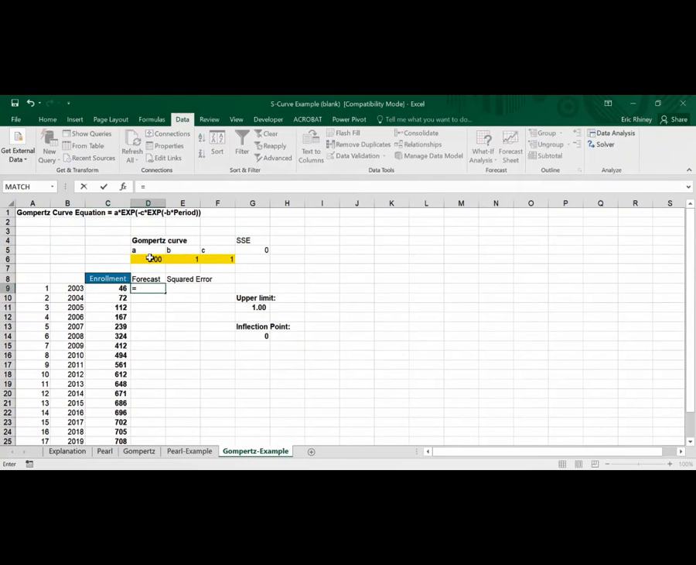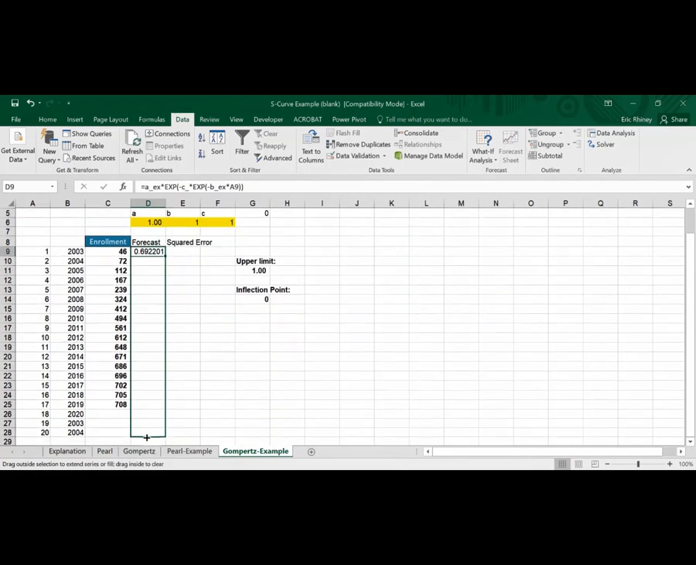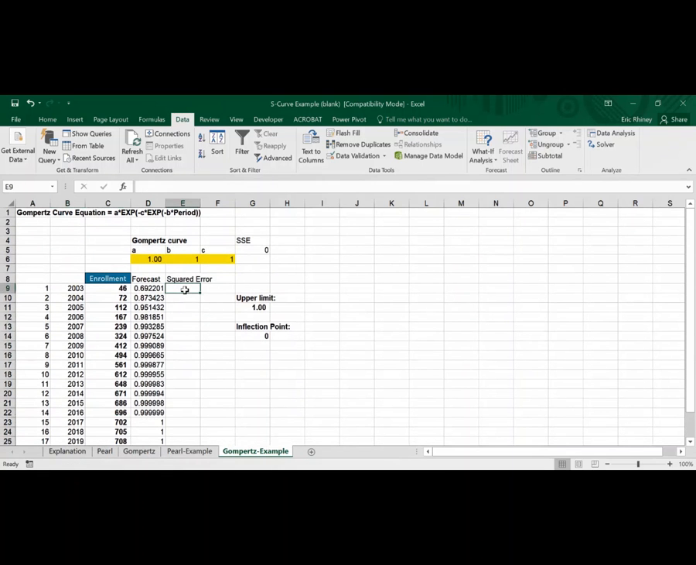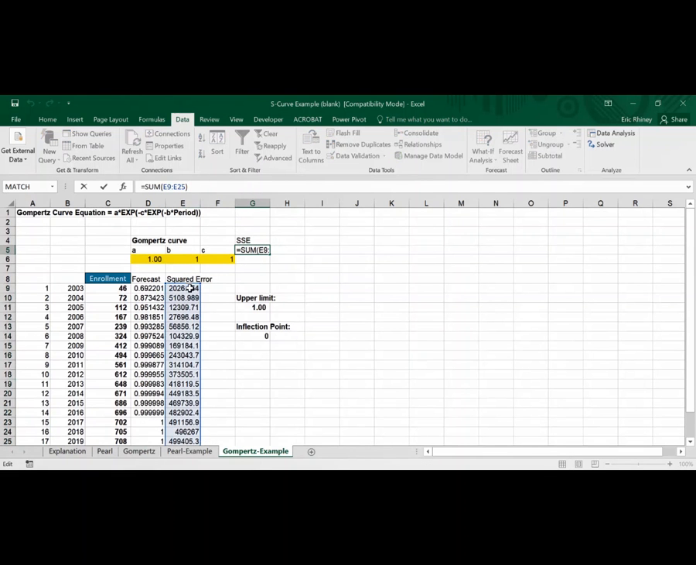So equals A, and then it's times this exp negative c times exp minus this b times r periods, and then I'm going to take this all the way down, and let's make sure the years are correct right there. All right, and we're going to do our sum of differences again. Let's make sure we square that, and we'll just take this down to here. Okay, and our total sum of squared errors looks like it's calculating the right information.